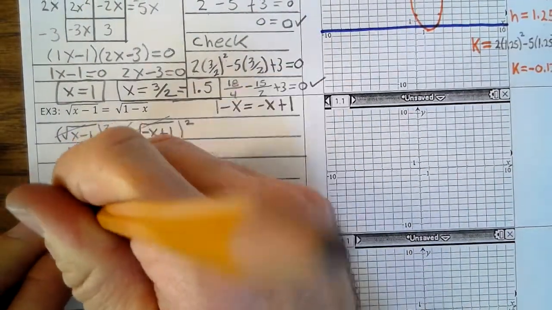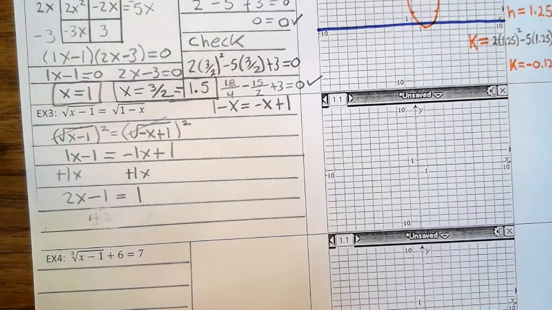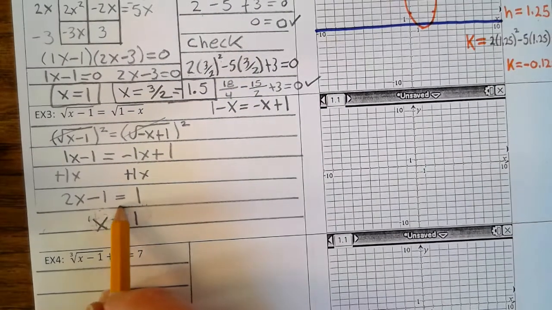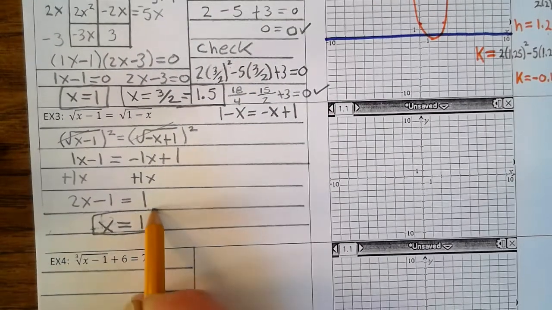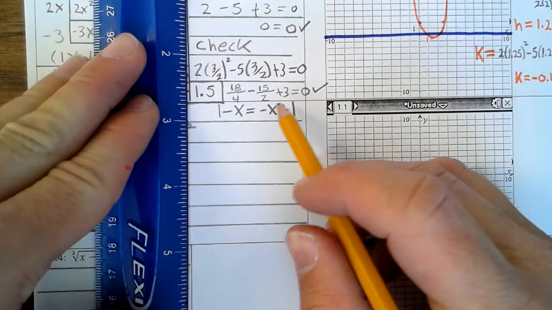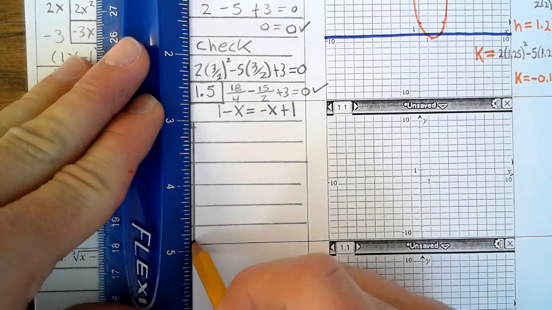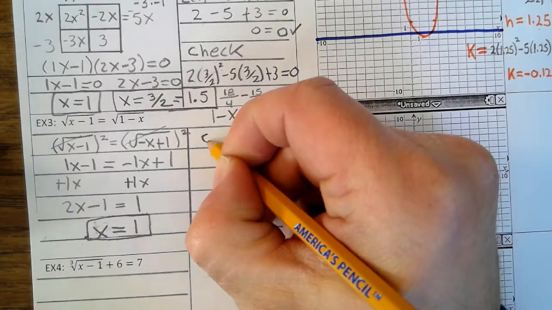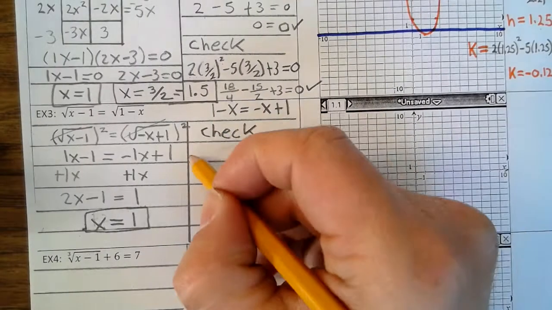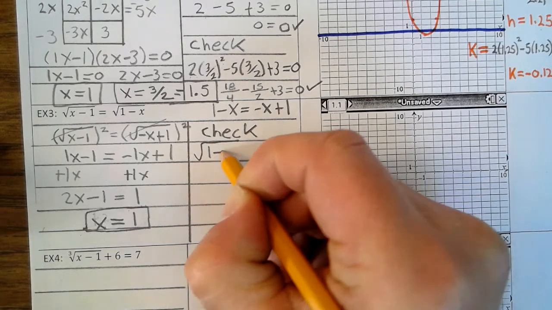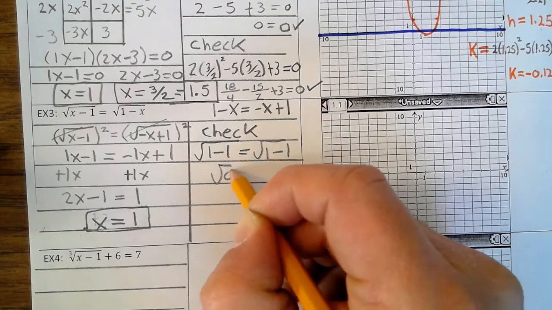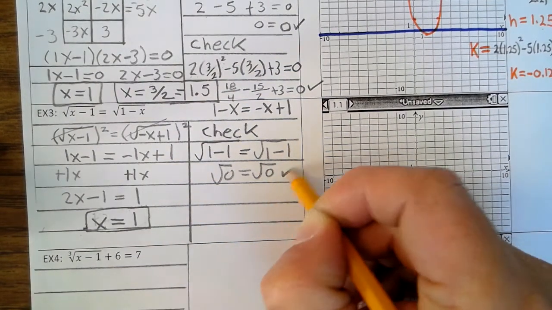Actually, I think we're just going to have to do it all in one step. So you add 1 to both sides, you get 2. 2 divided by 2, so x equals 1. All right, now let's check. The square root of 1 minus 1 equals the square root of 1 minus 1. That's the square root of 0 equals the square root of 0, so that checks.